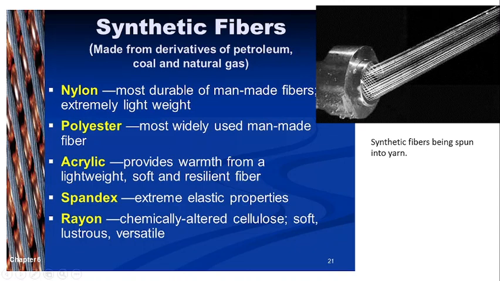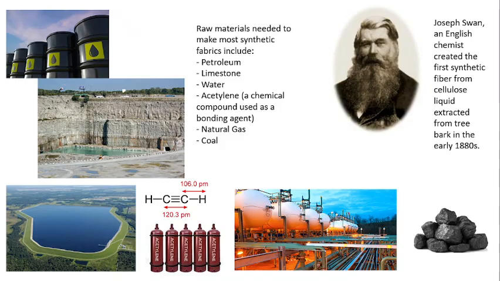So this is synthetic fibers being spun into a yarn. They're being extruded out after their chemical processes. Actually, let's get into it in the next slide. So how do we make synthetic fibers? Synthetic fibers are plastics. They're a form of plastic, so their creation is very similar to any other form of plastic.